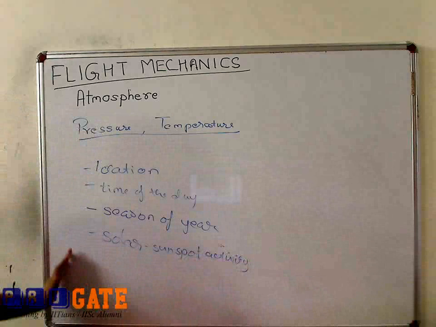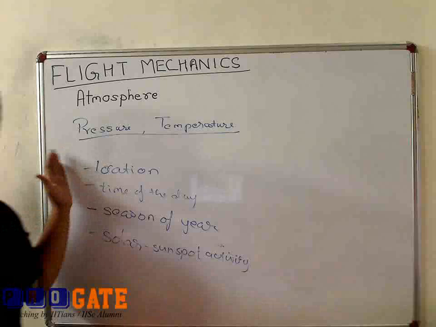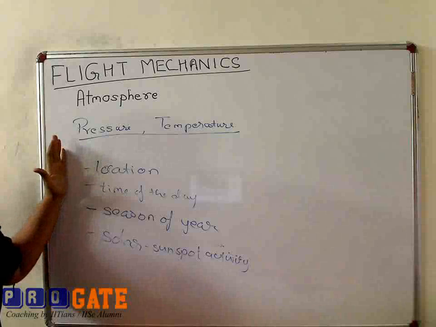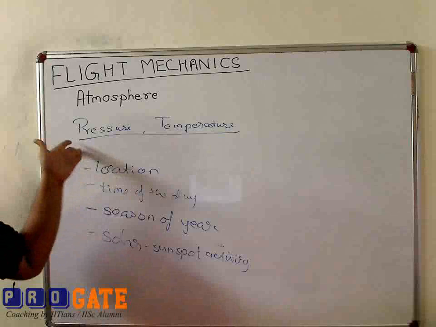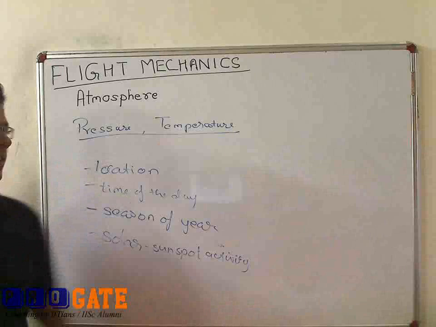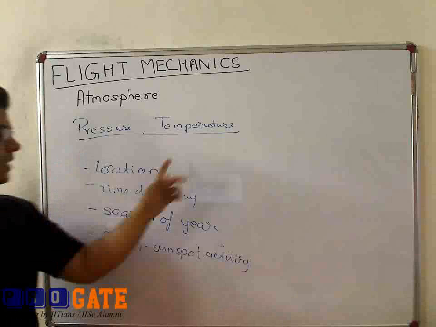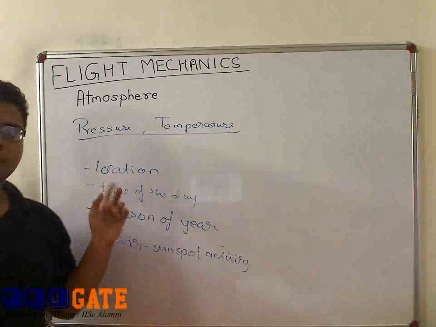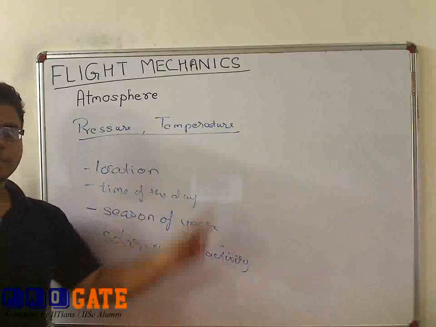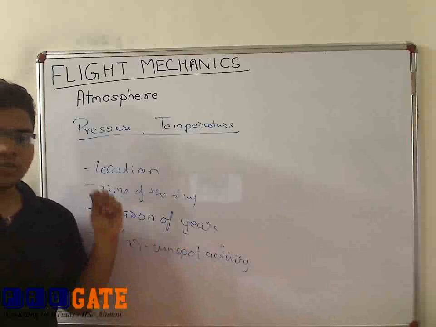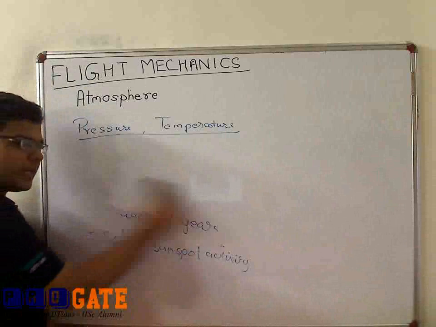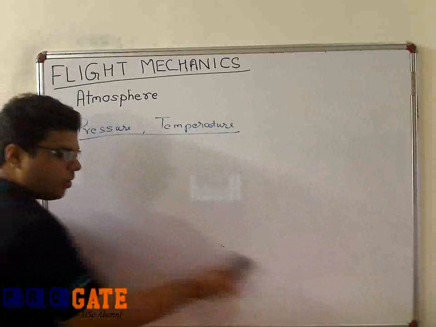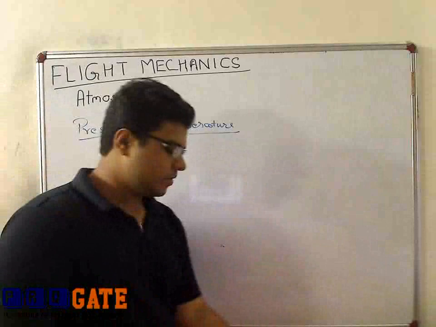So to understand the atmosphere and its effects on the vehicle, we need to understand all these factors which are going to affect the pressure and the temperature in the atmosphere. Now, realistically, to consider all these factors together is very difficult. So, what we would be doing is, we would be considering the properties of a standard atmosphere.